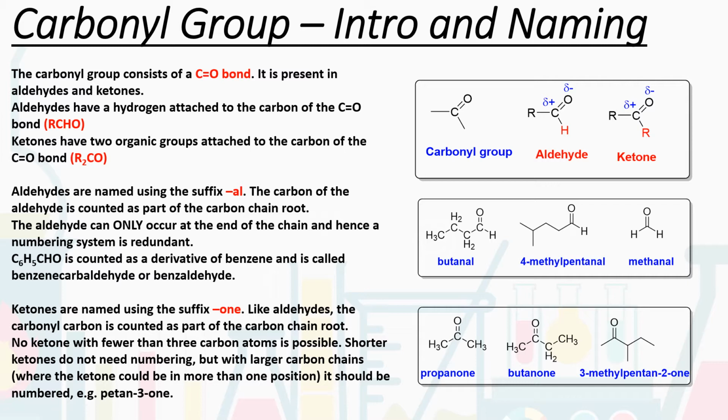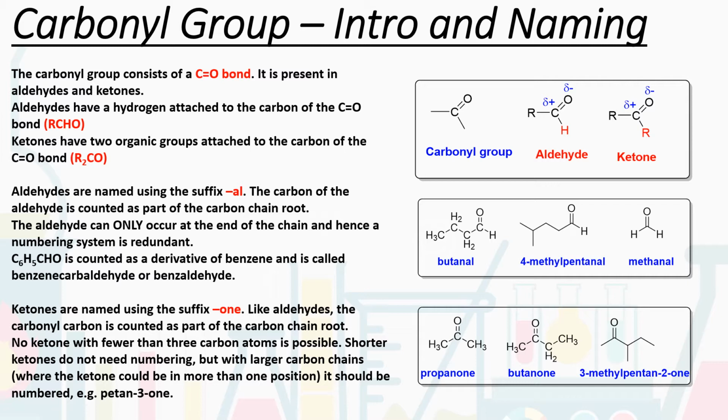Now aldehydes are named using the suffix -al at the end of the name, and the carbon of the aldehyde, the carbon of the carbonyl group, is counted as part of that chain. Now an aldehyde can only occur at the end of a chain because it has a hydrogen attached onto that carbon, and so a numbering system for aldehydes is redundant. We don't have to number where the aldehyde is because it would always be on the first carbon. So some examples over here on the right.